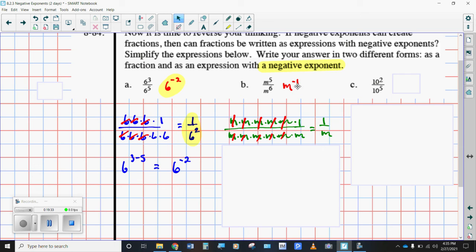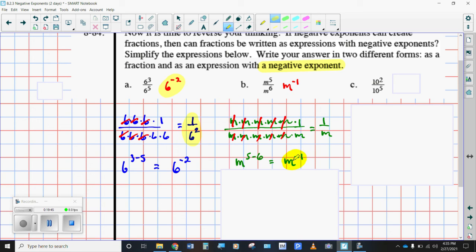How do you get m to the negative first power? We would use our quotient of powers property and say m to the 5 minus 6 power is equal to m to the negative first power. So these two mean the exact same thing. You can declare your answer either with a positive exponent or like this with a negative exponent.